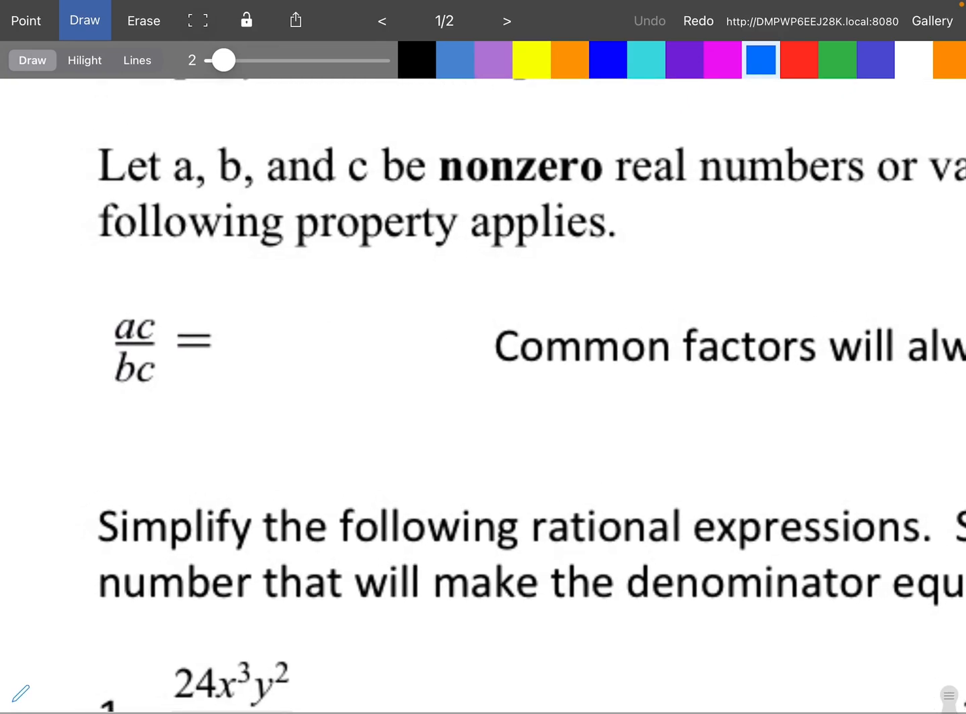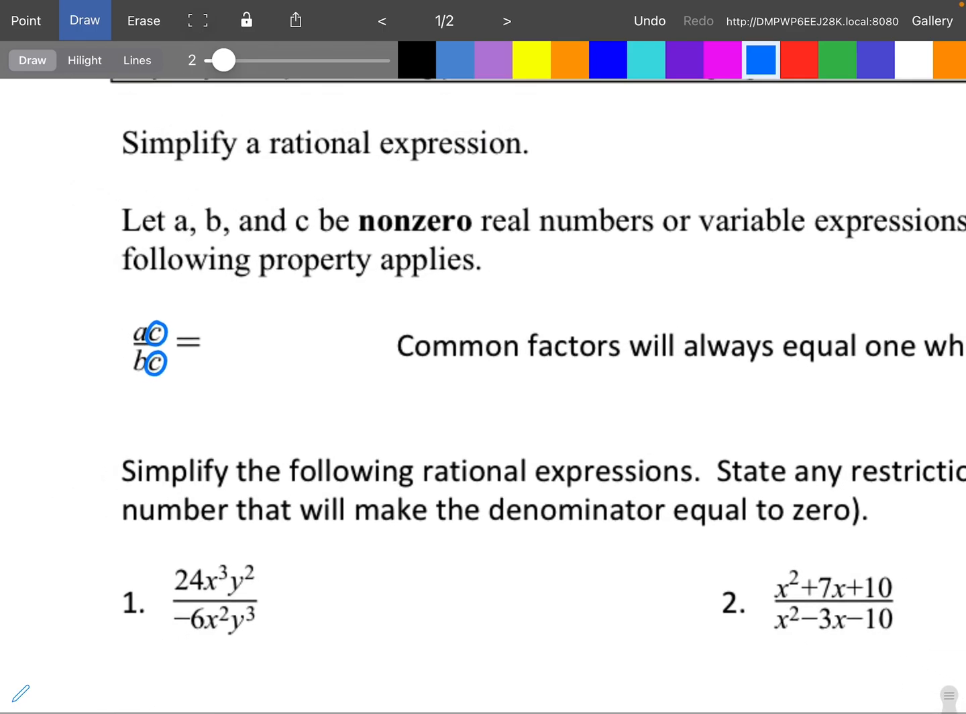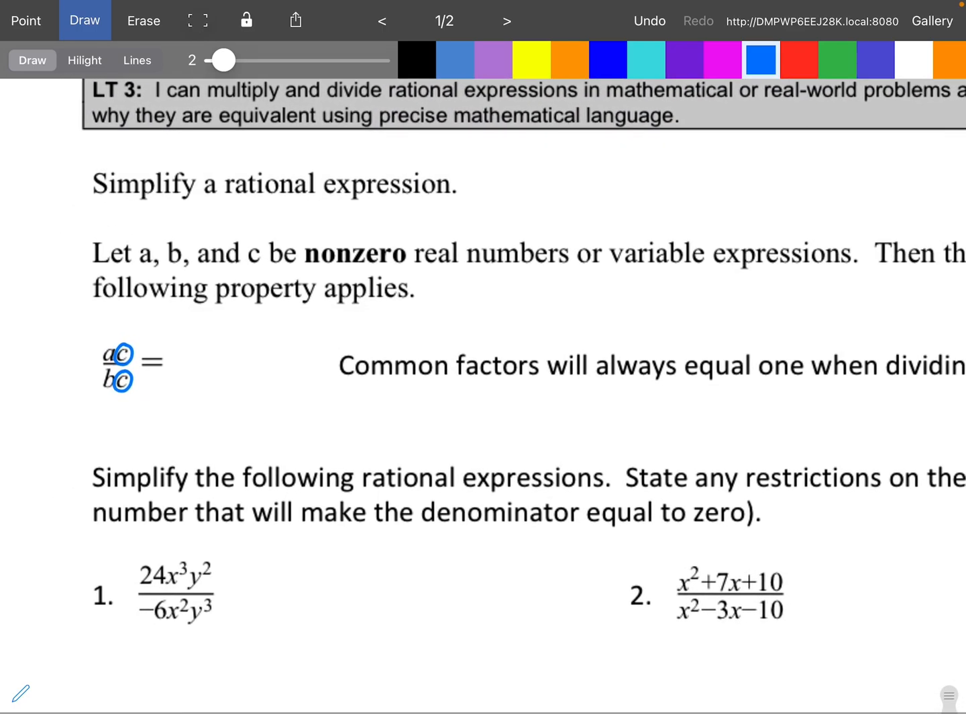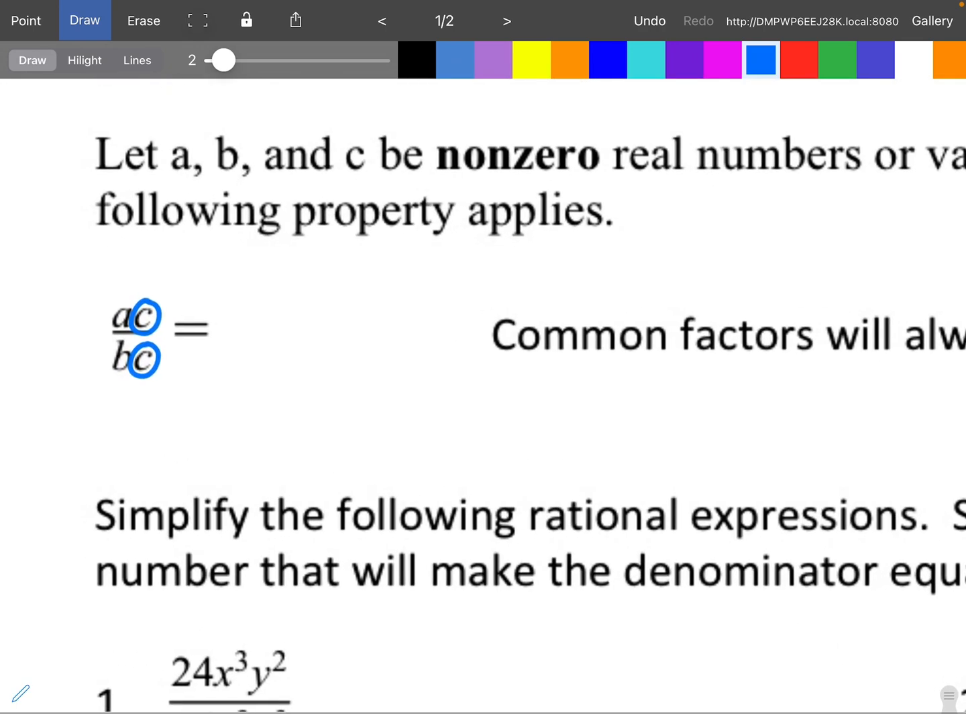Well, if we notice, we've got the same thing on top and bottom. We have c on top and bottom. When that's the case, whether those are numbers, variables, or entire factors, if we have the exact same thing on top and bottom, then those factors divide out to equal 1, because anything divided by itself is 1. So these together become just 1, which means they really just go away. And all we're left with is the a and the b, whatever those may be. So that's the basic principle of simplifying.